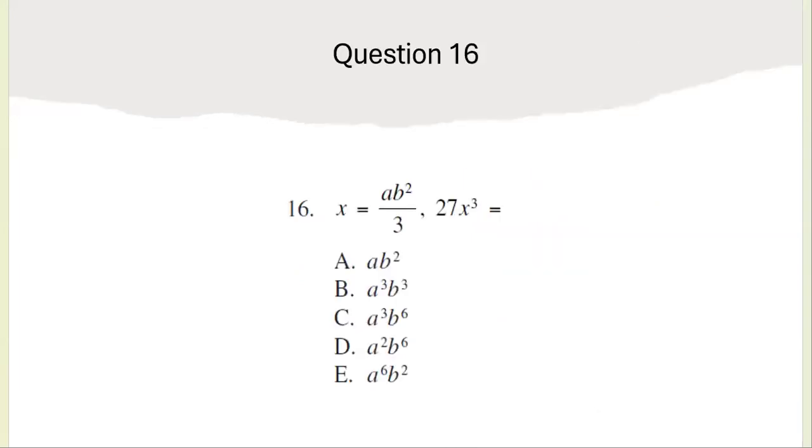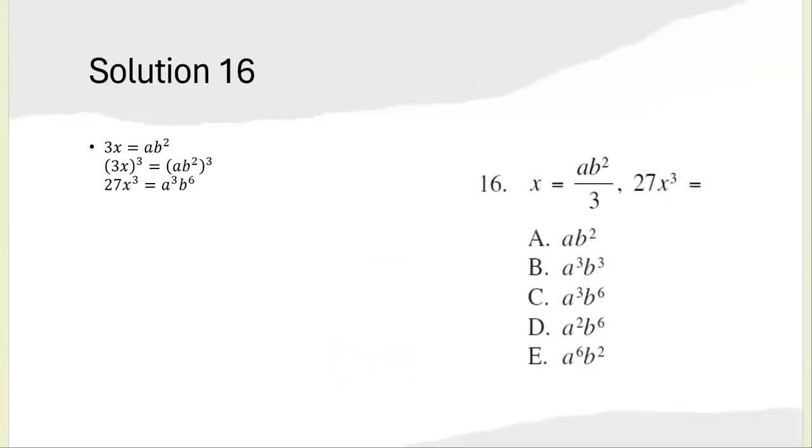Okay, what about this one? You want 27x cubed, and we're given x is ab squared over 3. So we can multiply both sides by 3. So you get 3x is ab squared, and then just cube both sides. So that you get 27x cubed is, by properties of exponents, a cubed, b to the 6. Choice C.